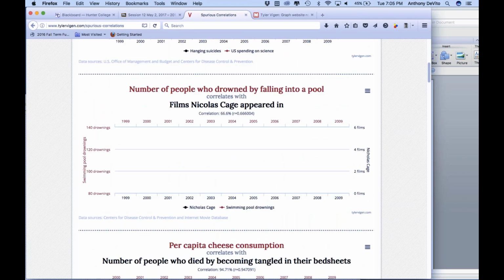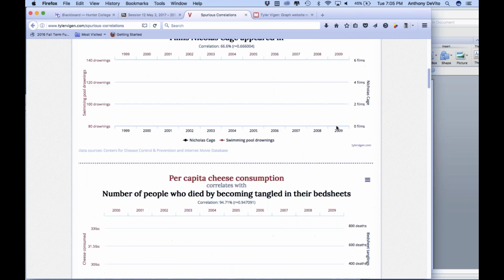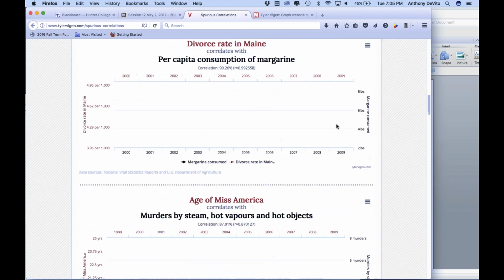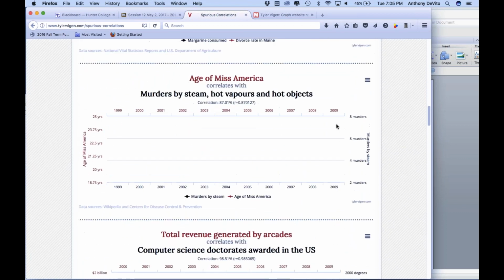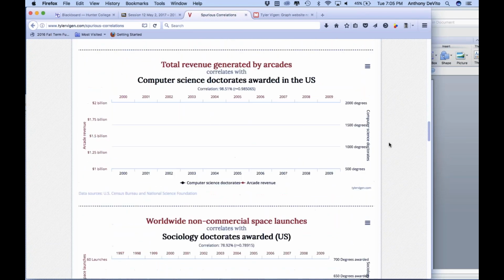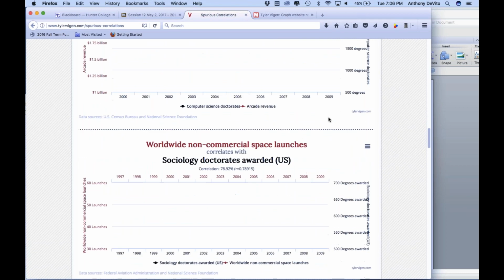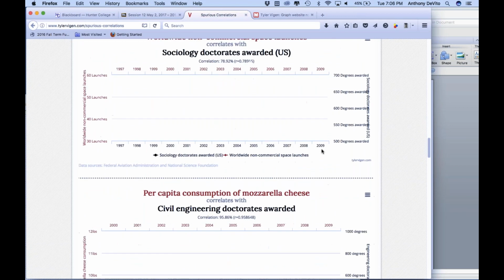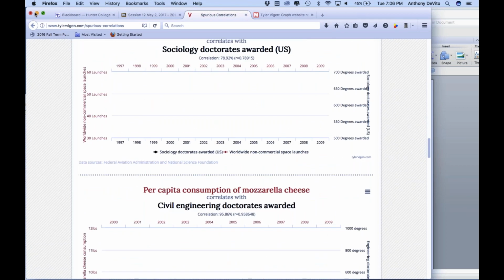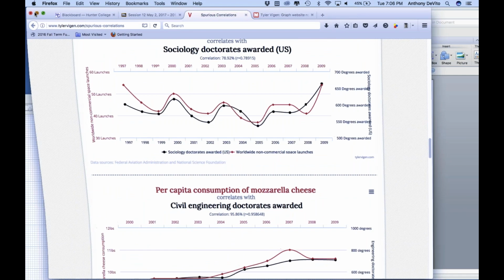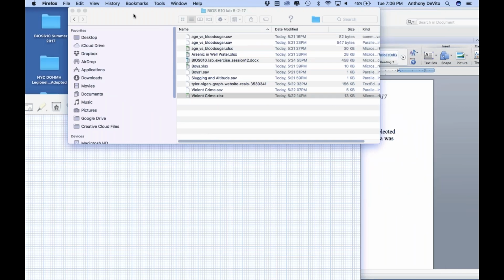There's an interesting one there. The number of people who drown by falling into a pool correlates with the number of pictures that Nicolas Cage appeared in each year. So there you go. You have a whole bunch of others, like the age of Miss America and murders by steam, hot vapors, and hot objects. Unfortunately, the actual charts are not coming up here, but they would show you really amazing correlations. But at any rate, we can have these associations, but they don't imply causation. They're not very useful that way.